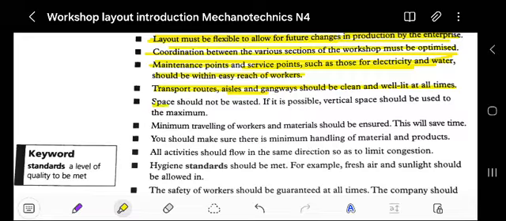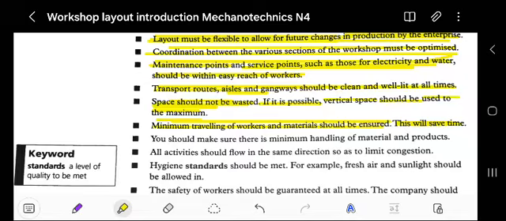Space should not be wasted. If it is possible, vertical space should be used to the maximum. Space must be managed as far as possible. Minimum traveling of workers and material should be considered. Right, this will save time.